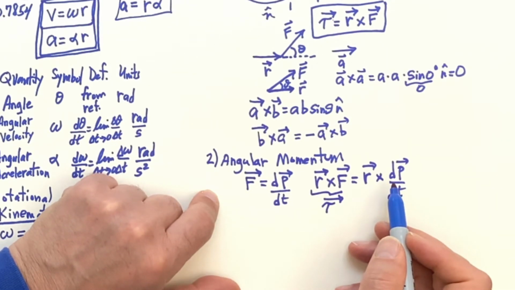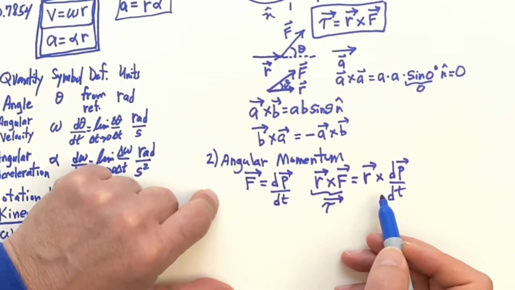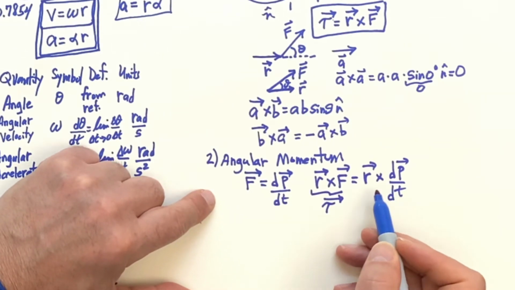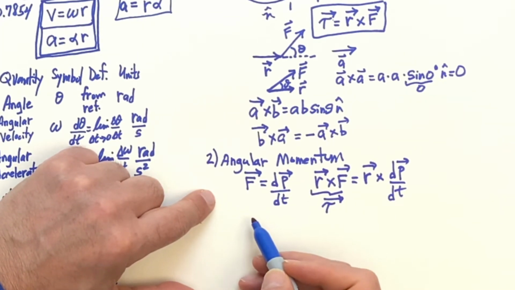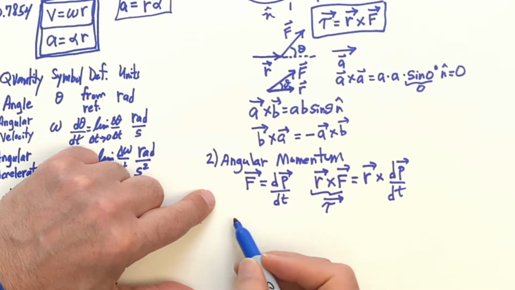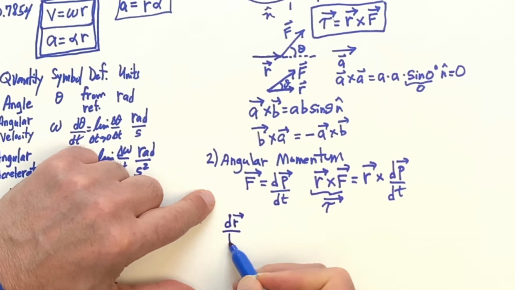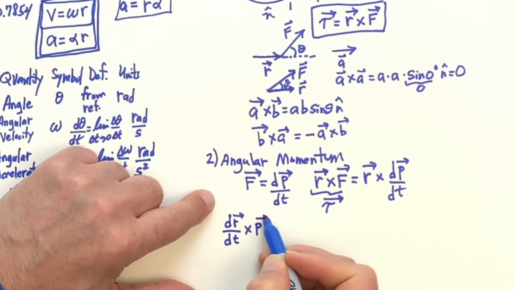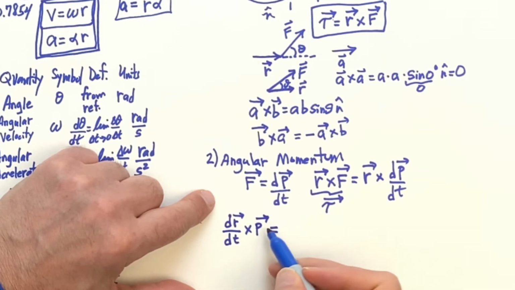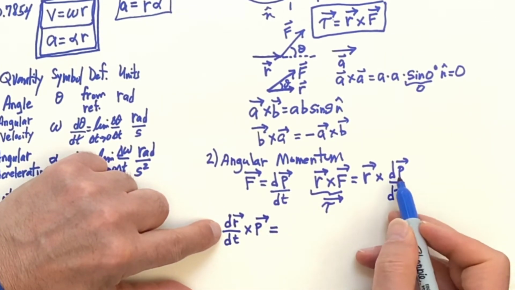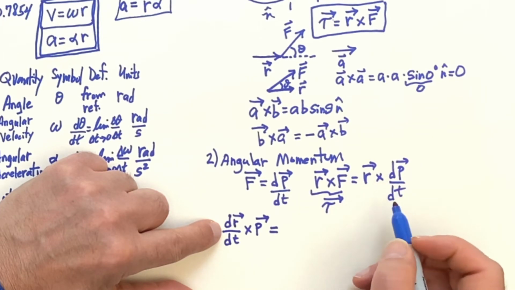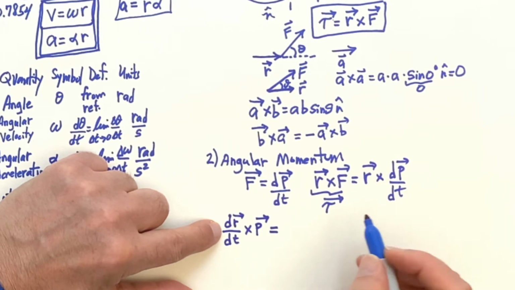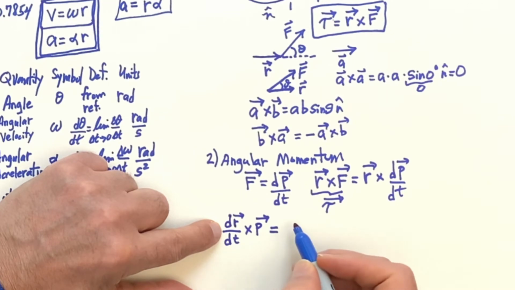So if we look at this equation, this is a very, very interesting trick that we're going to do. If we look at, say, dr/dt cross p, I'm going to show you that this is 0, so I can pull the d/dt out in front and have a product rule. But before I do that, let me just show you why this is 0.